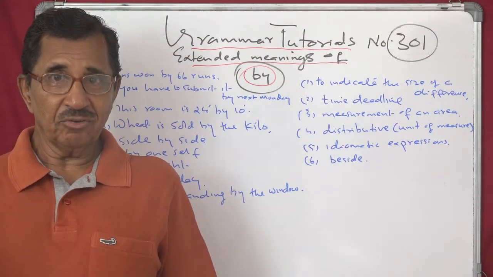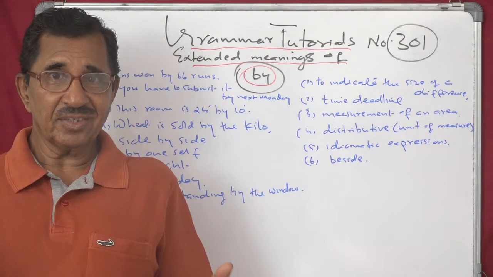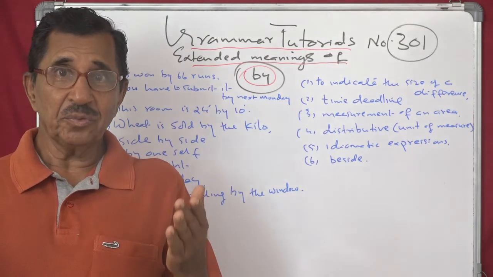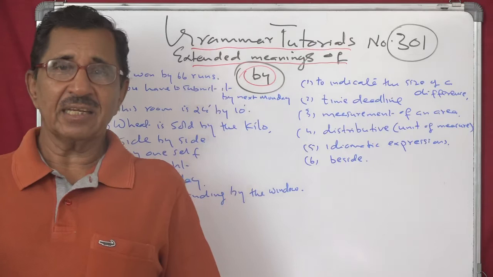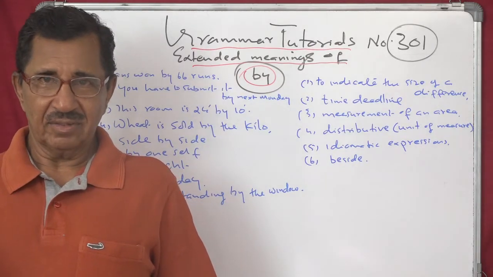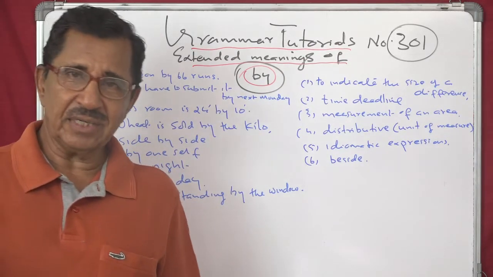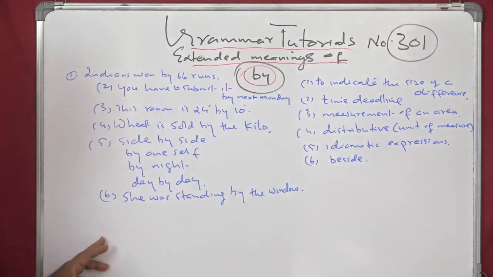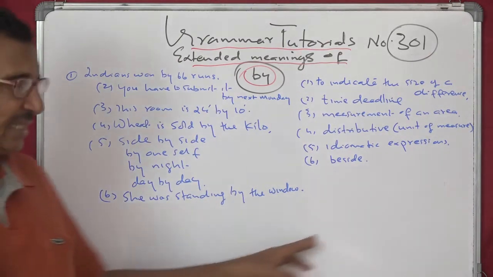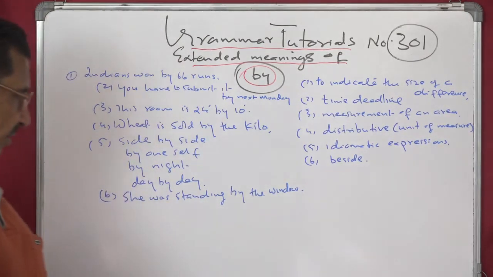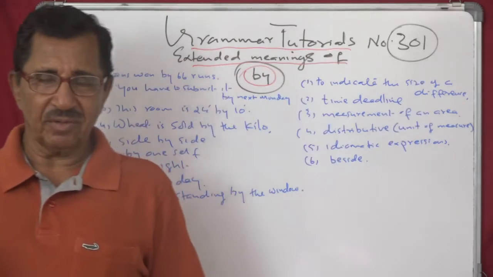Day by day you should do better in the class, day by day. So that is almost every time we use this. The last is "beside, by the side." For example, she was standing by the window, just by the side of the window.